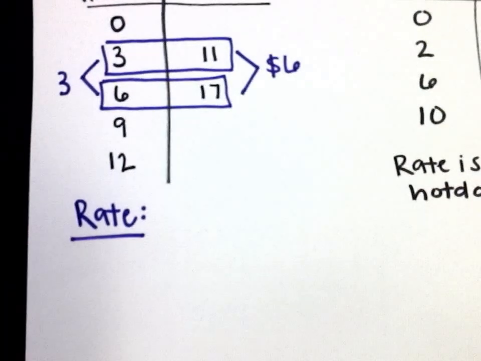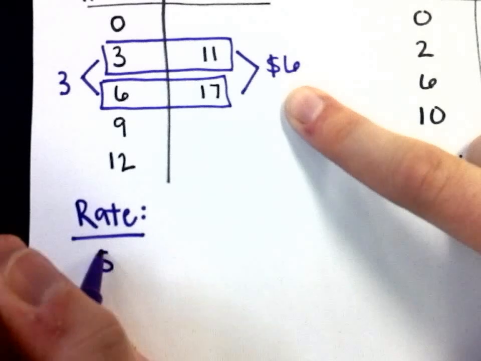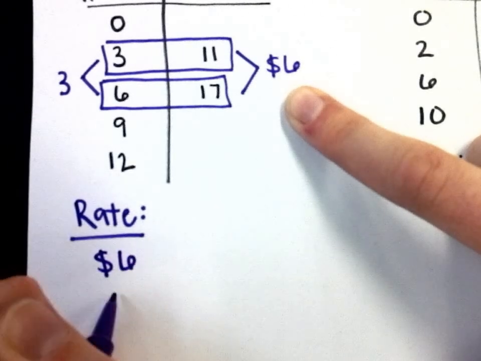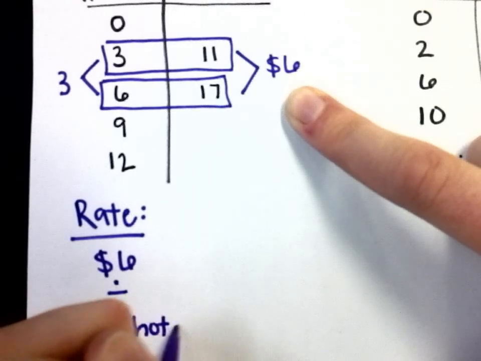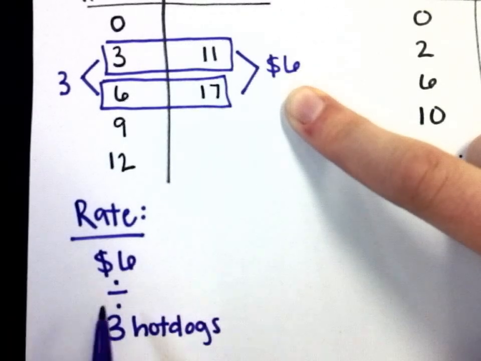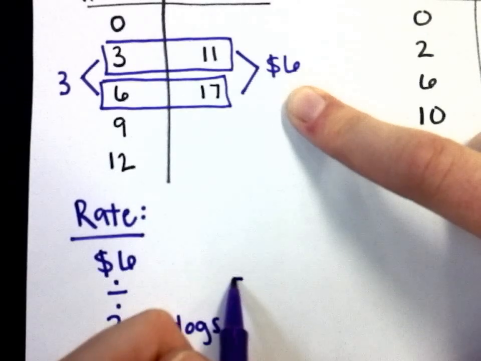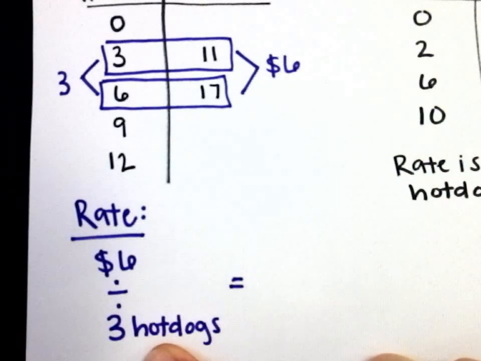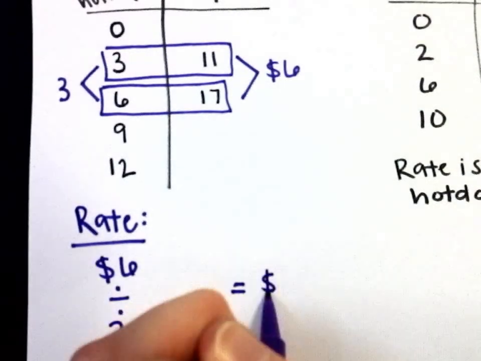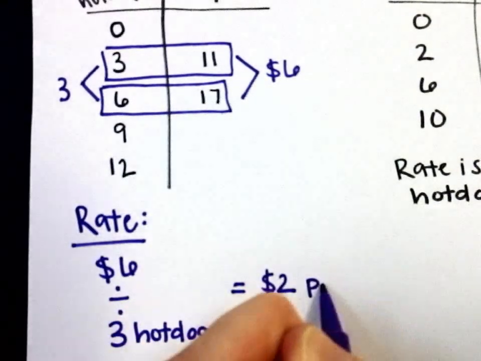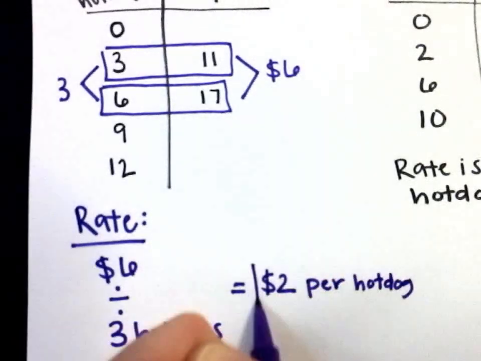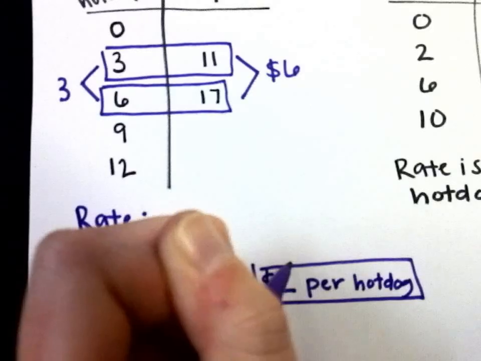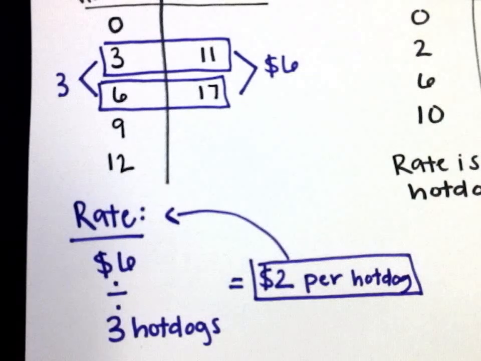So then to find my rate, I go, hey, well, I made $6 for 3 hot dogs. If I make $6 for 3 hot dogs, I divide, remember? And that tells me 6 divided by 3, $6 for 3 hot dogs. That must be $2 per hot dog. This is my rate. Okay, so my rate is 2.